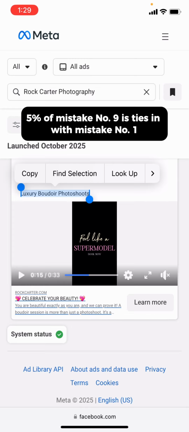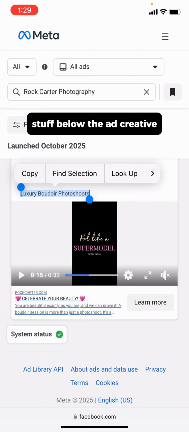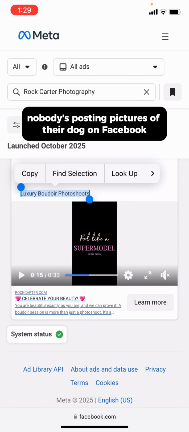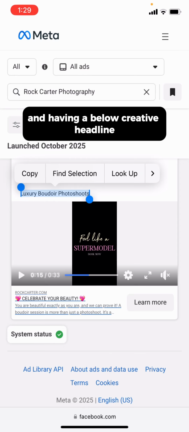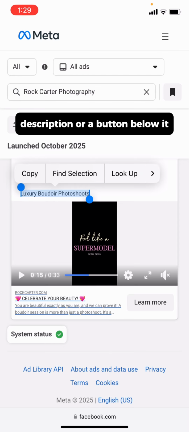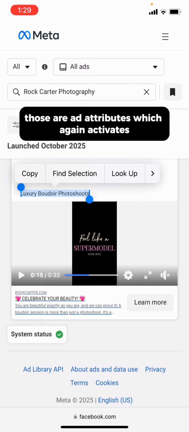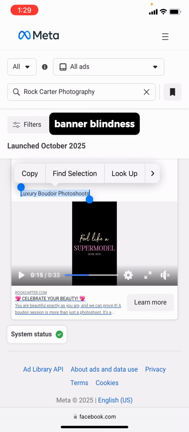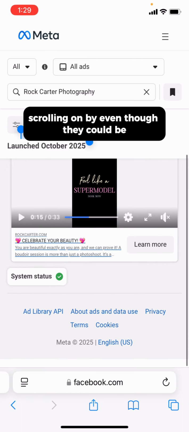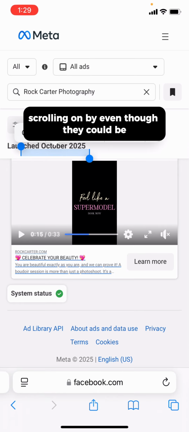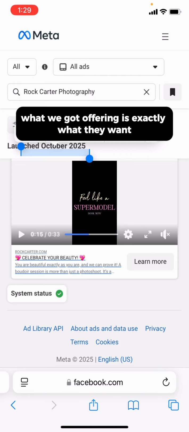The first reason, 5% of mistake number 9, ties in with mistake number 1. Stuff below the ad creative makes it look more like an ad. Nobody's posting a picture of their dog on Facebook and having a below-creative headline, description, or a button below it. Those are ad attributes, which again activates ad blindness, banner blindness. People don't want to be sold to, so more people scroll on by, even though what we're offering is exactly what they want.